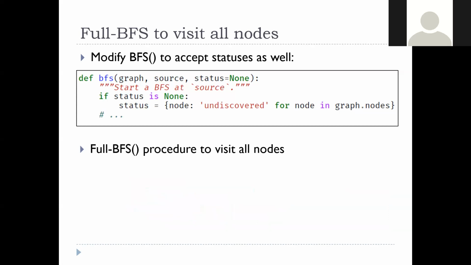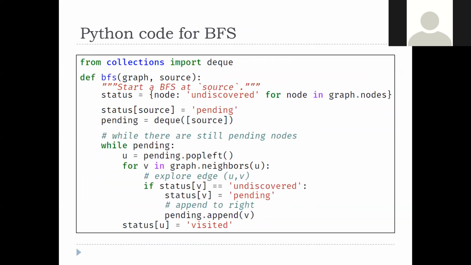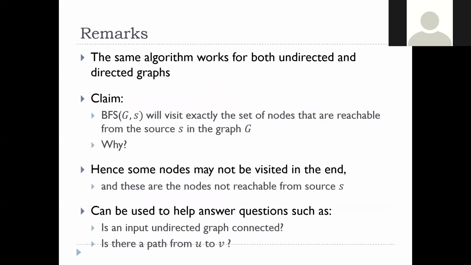All right. Let me put it a bit more clearly that we assume this order: neighbors are explored in increasing order, either for numbers or alphabetically, okay?